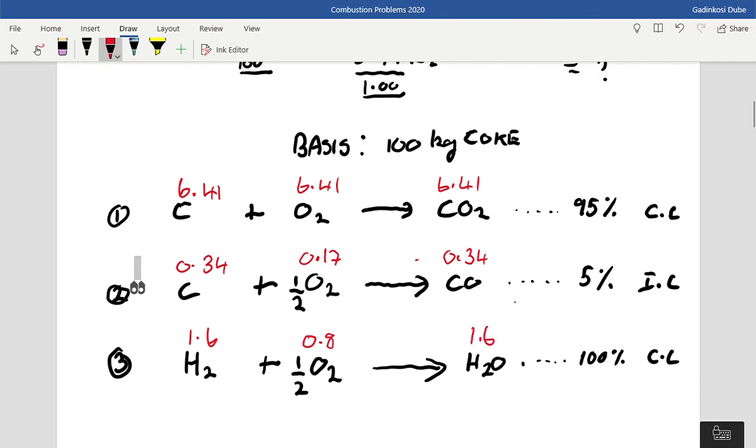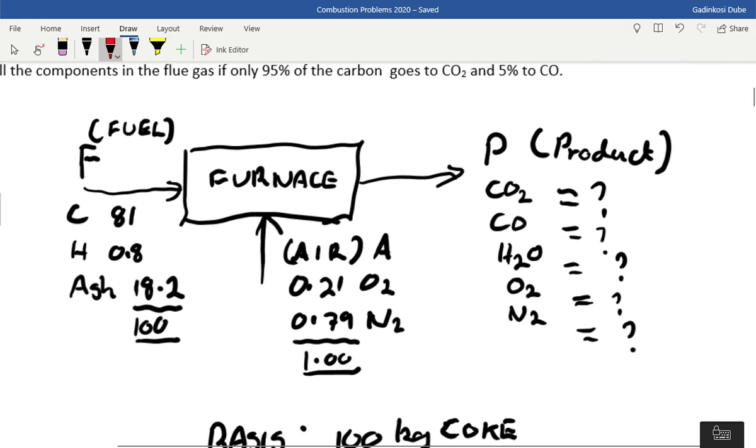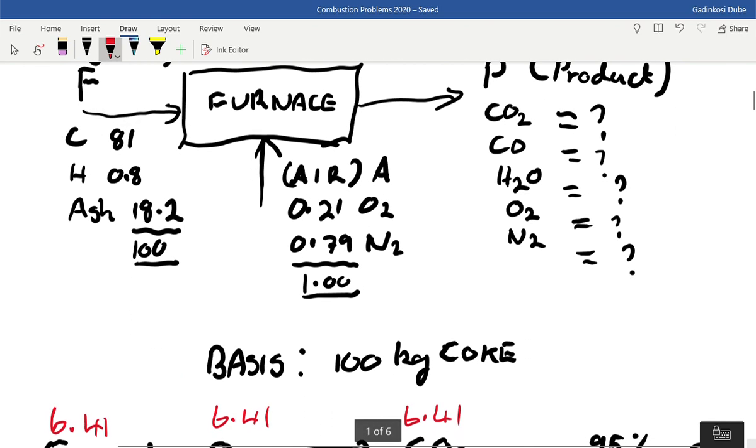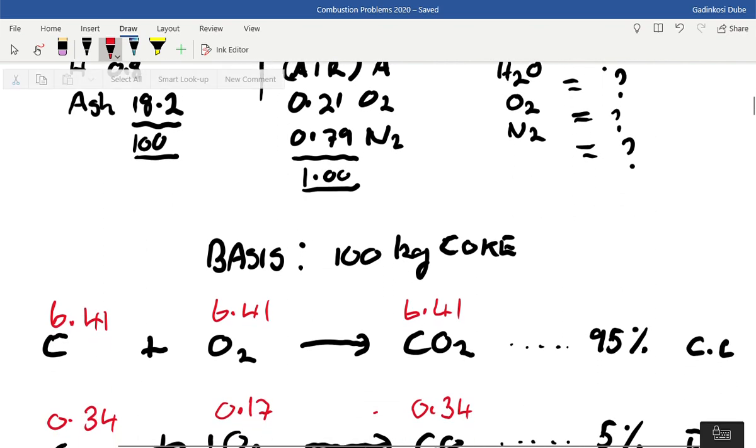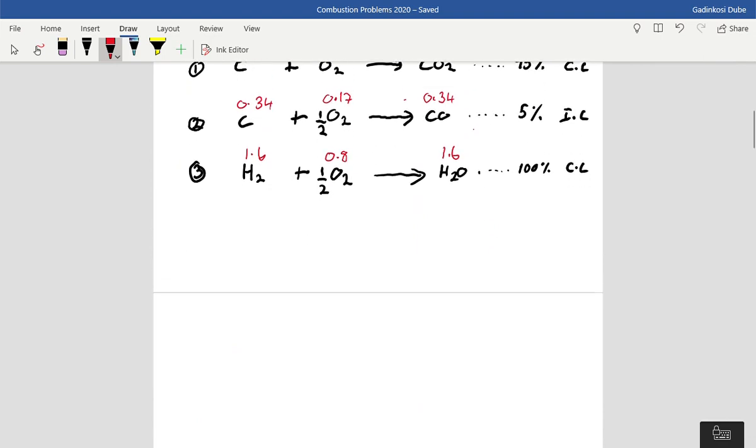Okay, so now if you've got this, you can see these red values here. They're actually representing the moles reacting on the left hand side. But now on the right hand side is the moles that are produced. This is the product side. So your 6.41 for carbon dioxide is moles produced. 0.34 for carbon monoxide is moles produced. 1.6 for H2O is the moles produced, which means now we've actually found the amounts on the product side. So 6.41 is the one that is produced here on the product stream, and the same thing applies to the carbon monoxide and H2O. So what we need to go and determine is the oxygen and the nitrogen. So going further now, let's find out how we actually determine the oxygen and the nitrogen.